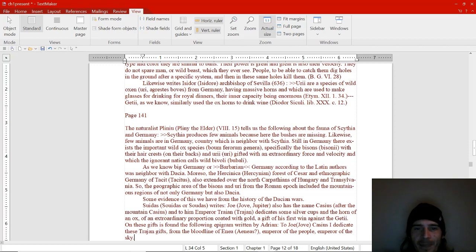Page 141. The naturalist Pliny, or Pliny the Elder, in his text, tells us the following about the fauna of Scythia and Germany. Scythia produces few animals because here the bushes are missing. Likewise, few animals are in Germany, a country which is neighbor with Scythia. Still, in Germany there exists an important wild ox species known as Bovum ferorum genera, specifically the bisons with their hair crests on their backs, and Uri, gifted with an extraordinary force and velocity, which the ignorant nation calls wild bivoli or bubali. I'm assuming they were referring to the Germans.